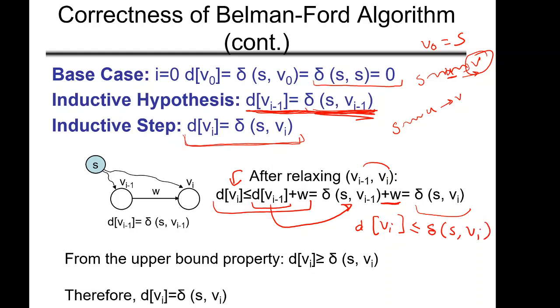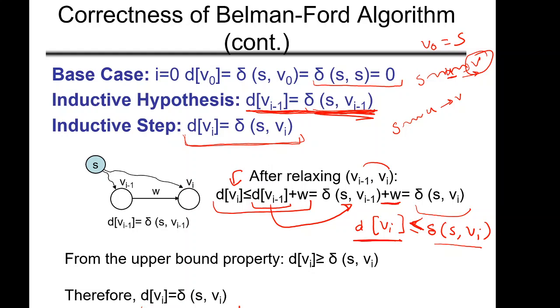Agree? Now from the upper bound property we can say that at any point of time d of v is not less than the shortest path. So this proves that they are equal. This is a simple proof.